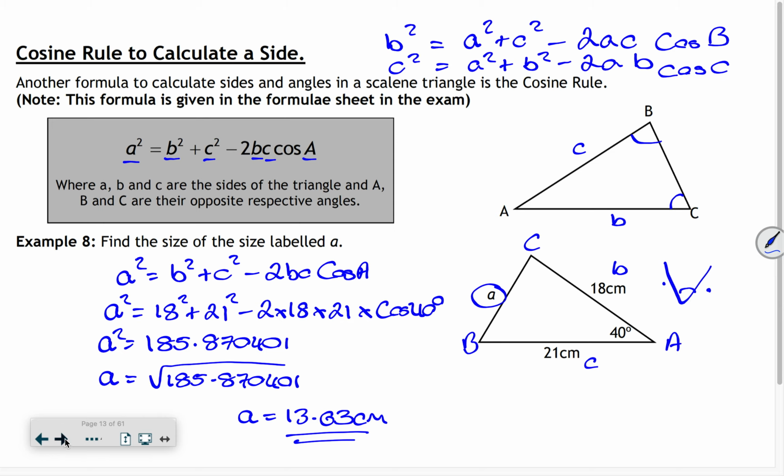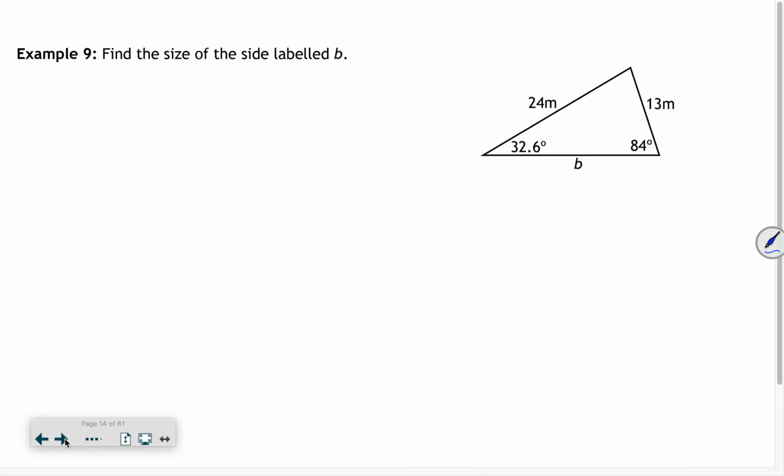Next one we'll do, example 9. So I want to find the size of the side labelled B. So I've got a triangle where I know two sides and I know two angles. Now, straight away, we should be looking at this triangle and it should be itching at you to think, I know two angles, let's find the third angle. If you don't do that, then this situation won't work, because we need that side and included angle. So straight away, if you ever see a triangle and you know two angles, go and just fill in the third angle. You might need it, you might not. In this case, you do.